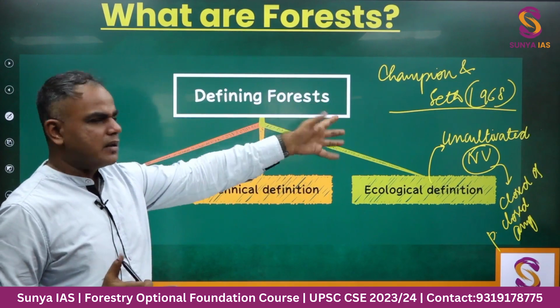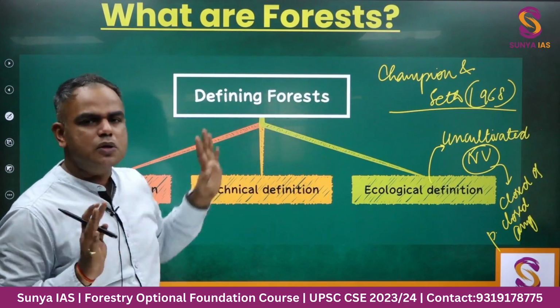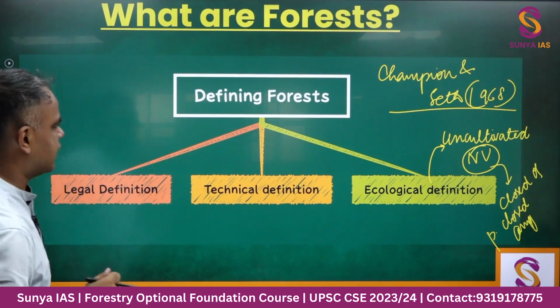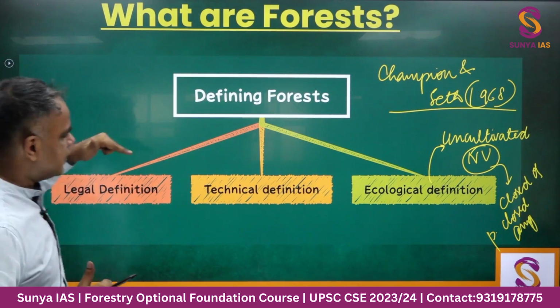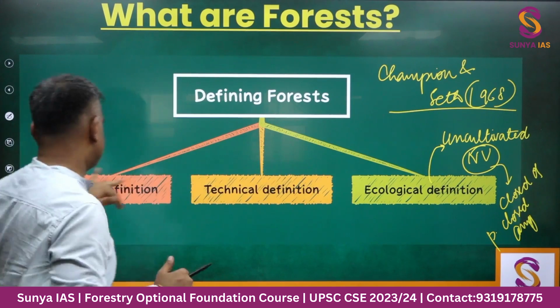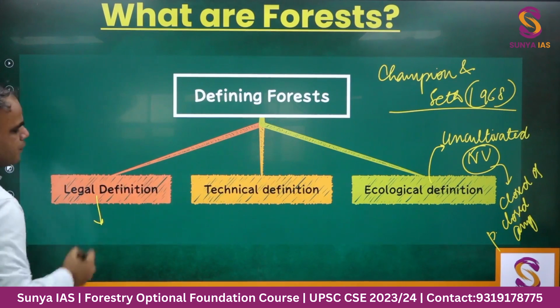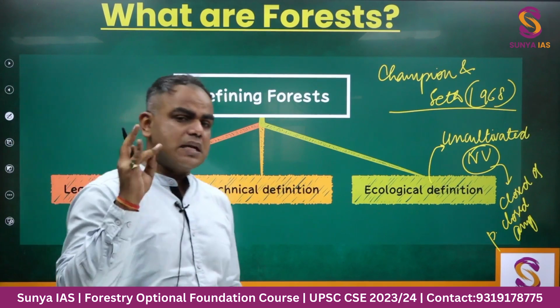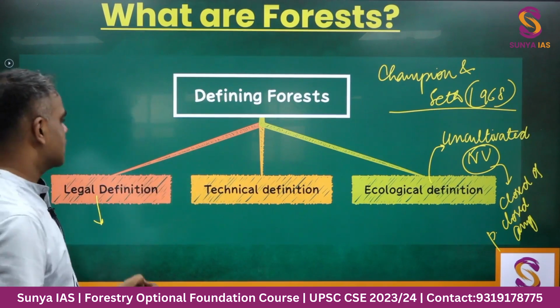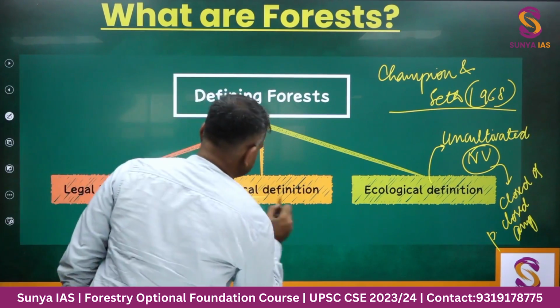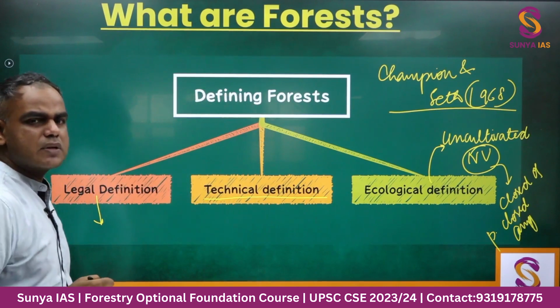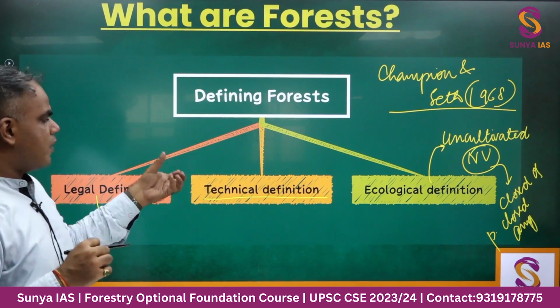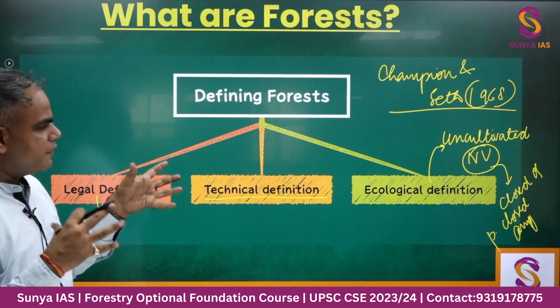So please wait, I think in the next 15-20 minutes we'll also see what is champion and state classification. Till now we have a legal definition, technical definition, ecological definition. Legal definition: any piece of area which is designated as a forest in a central, state or local law. Technical definition you have also understood: you are setting aside any area for the production of timber and other forest produce.